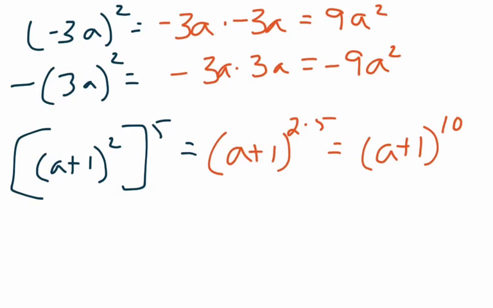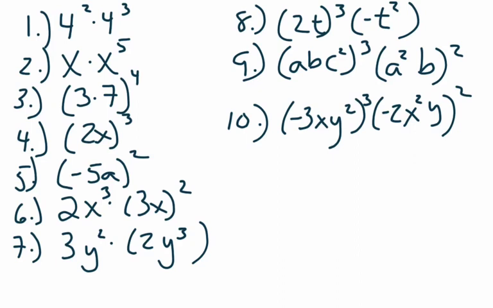I'm going to put some practice problems on the next slide, and you can pause the video as always and do them out. Okay, here we go. 1 is 4 squared times 4 cubed. 2 is x times x to the 5th. 3 is 3 times 7 all to the 4th. 4 is 2x all to the 3rd. Notice how I am putting the word all in there to indicate what is being raised to the power.